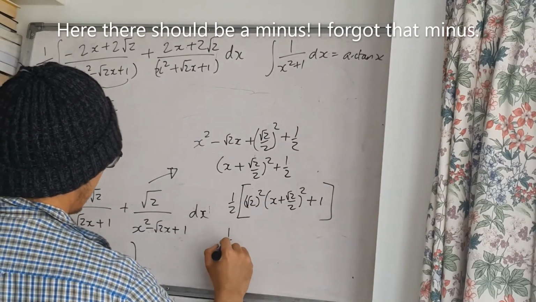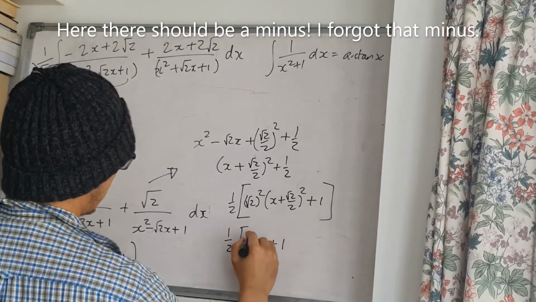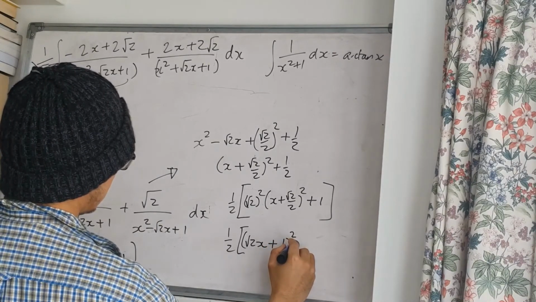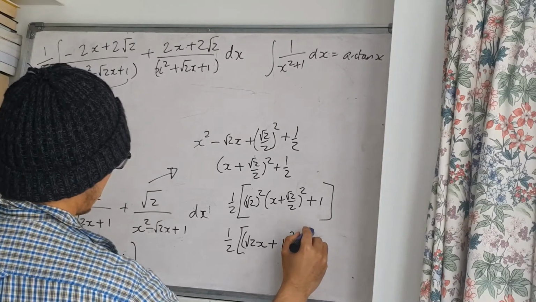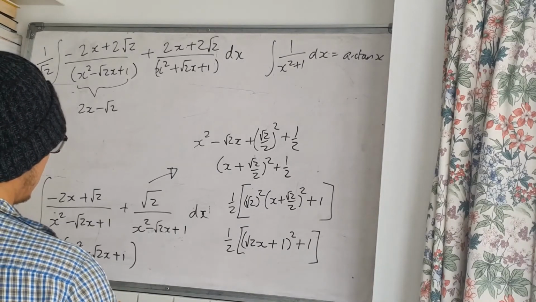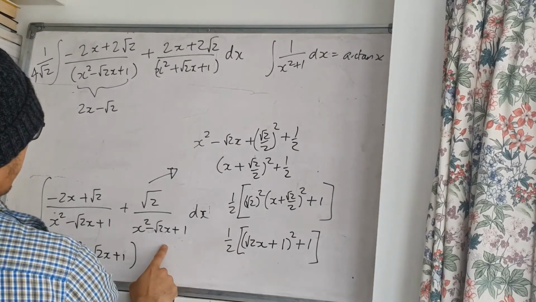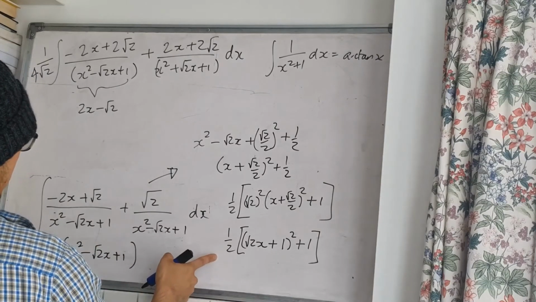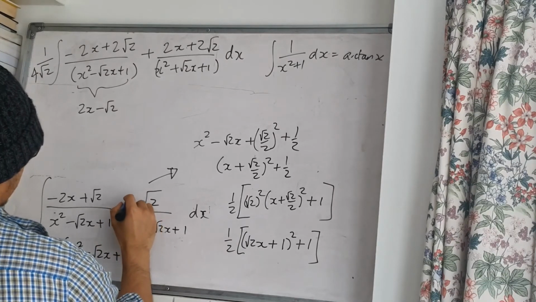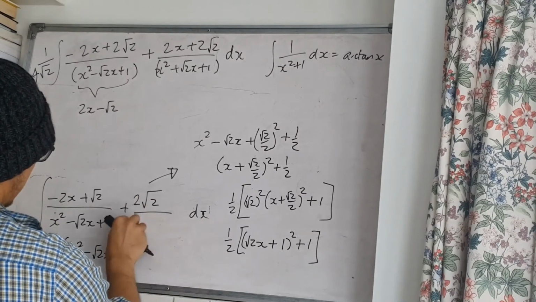So you have half brackets root 2x plus, now what's root 2 times root 2 over 2? You're just left with 1. So inside that bracket now, we just condense the two brackets into one, root 2x plus 1 all squared, and then plus 1. Now because all of that is at the bottom of the fraction, if you divide by half, the 2 goes at the top. So I've basically rewritten the whole thing. So now at the bottom you're just left with root 2x plus 1 all squared plus 1.